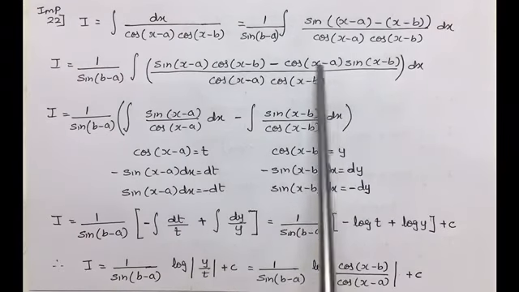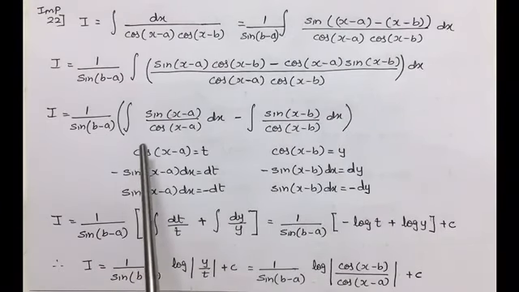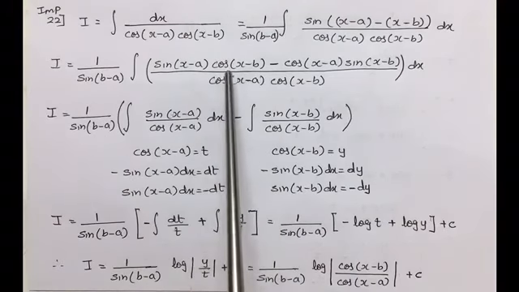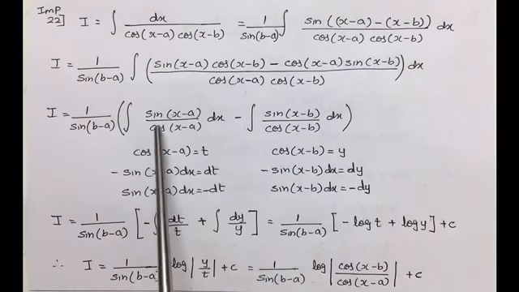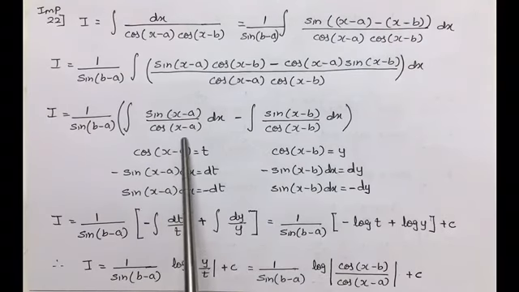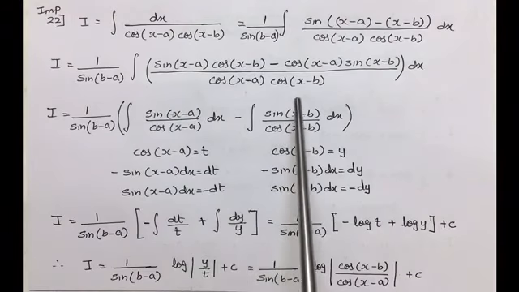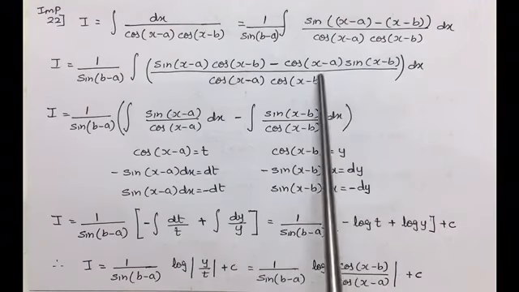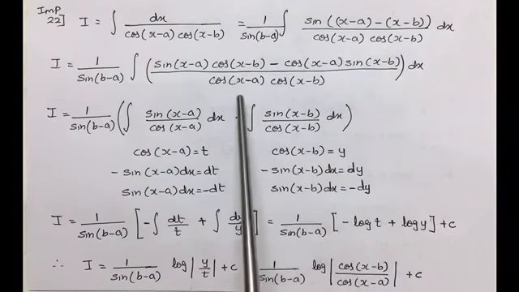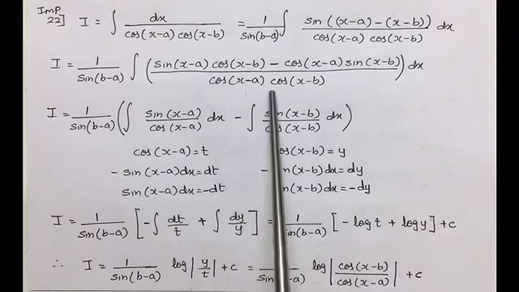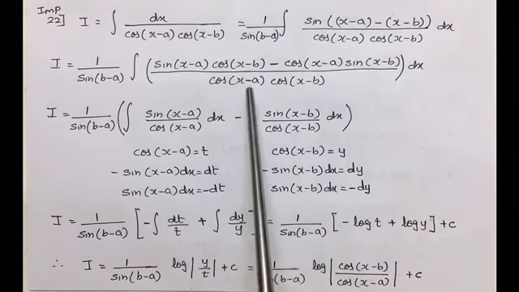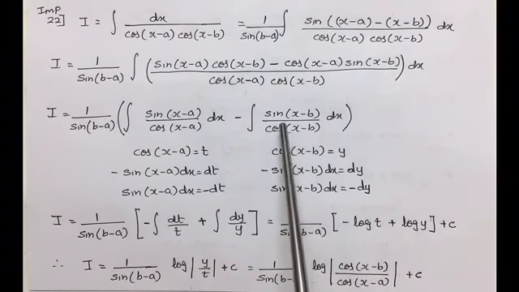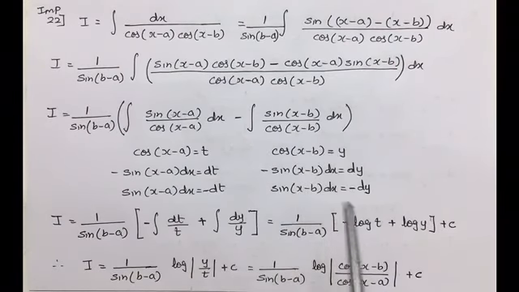Now separately dividing both. In the first case, cos x minus b and cos x minus b will get cancelled and sin x minus a upon cos x minus a remains, dx. Same here, dividing the second term also with cos x minus a and cos x minus b. Cos x minus a and cos x minus a get cancelled and sin x minus b upon cos x minus b dx remains.